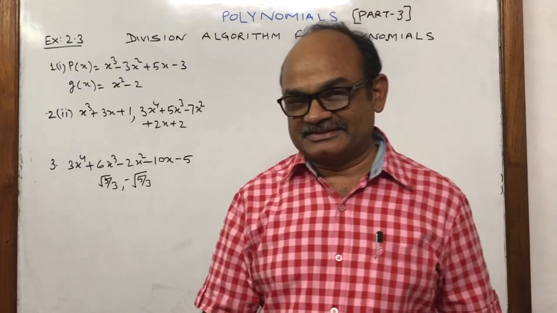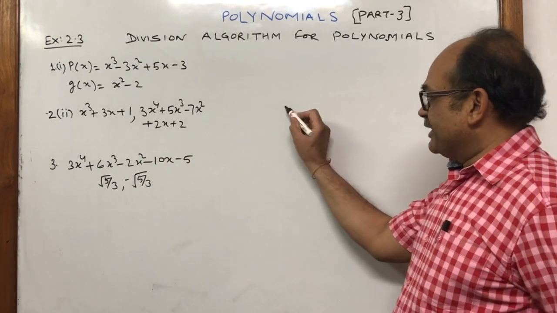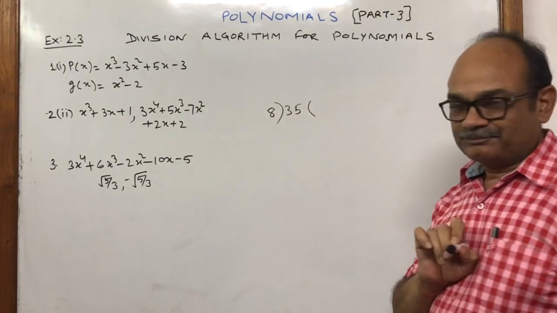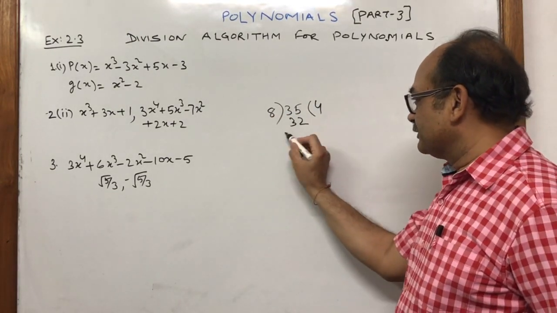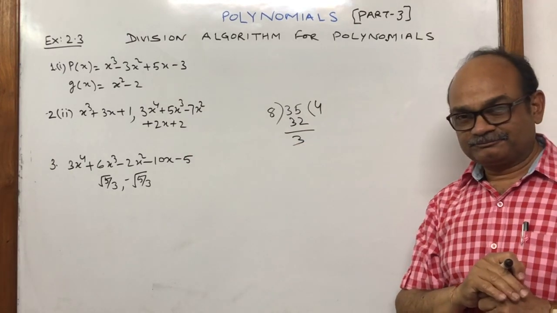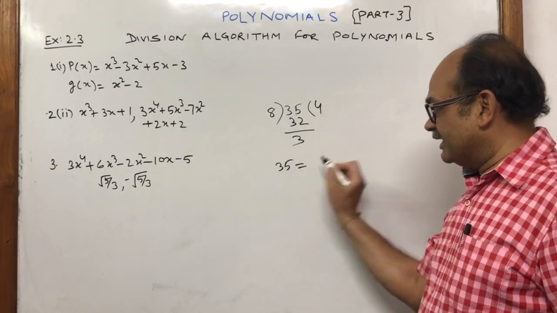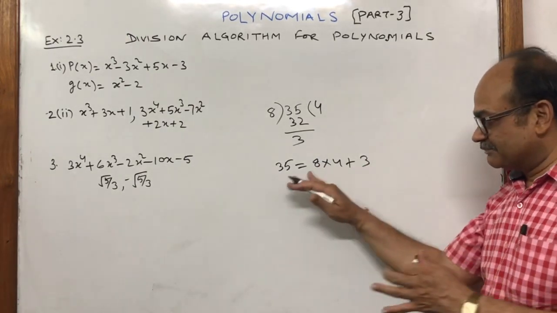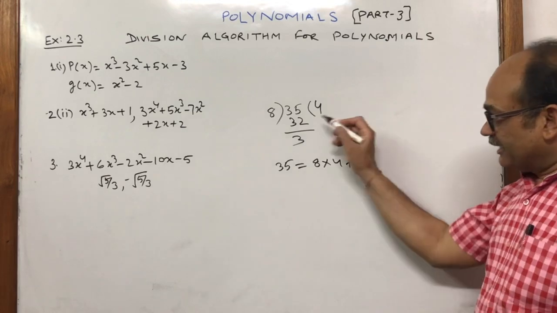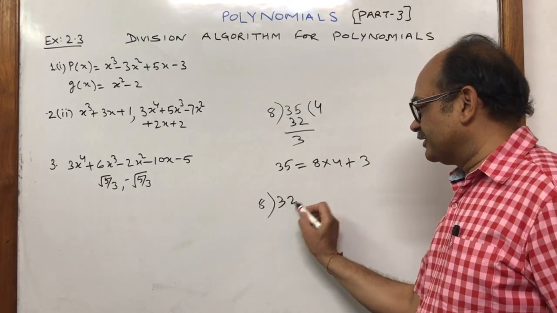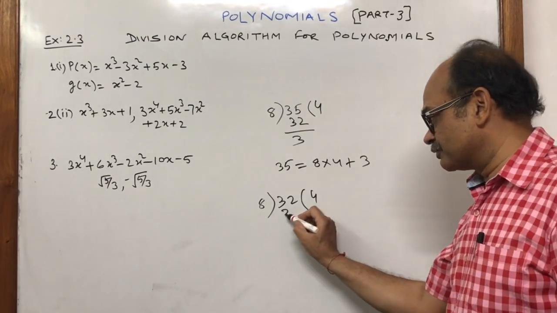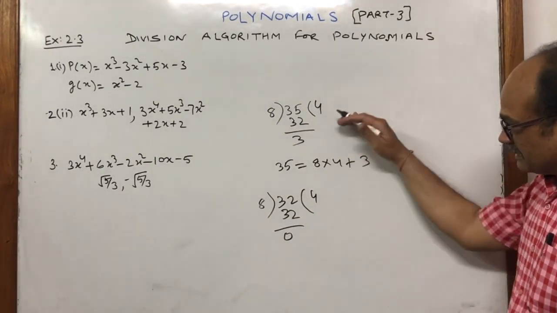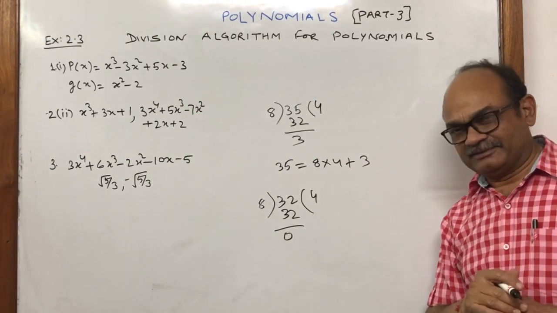Part number 3 of the polynomials. You know, if we have a number say 35 and we want to divide by 8, 8 4 32, remainder is 3. It means this 35 can be written as 8 into 4 plus 3, our simple division rule. And if we divide 32 by 8, 8 4 32 and remainder is 0. These two concepts you know from your lower classes very well.